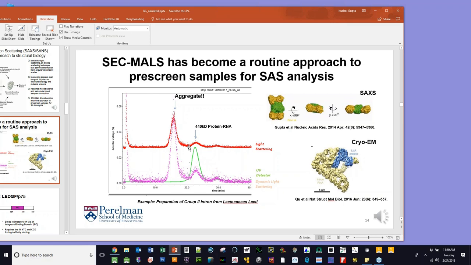Okay. Thank you. And so the next question is, what types of size exclusion columns work best or are most popular to use for SEC-MALS analysis? Oh, so that's a great question.